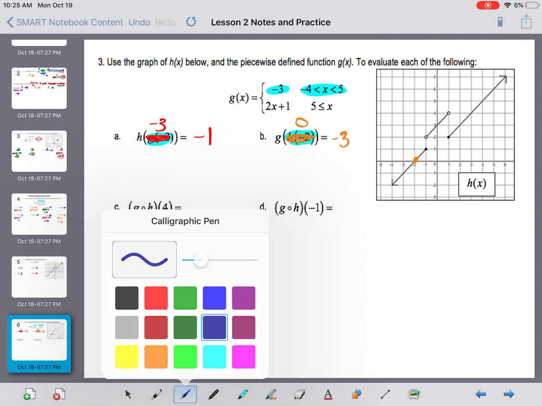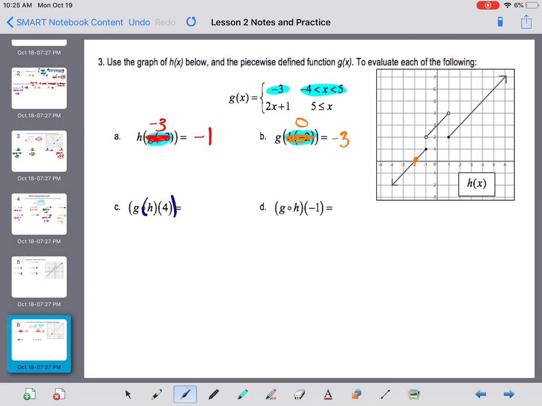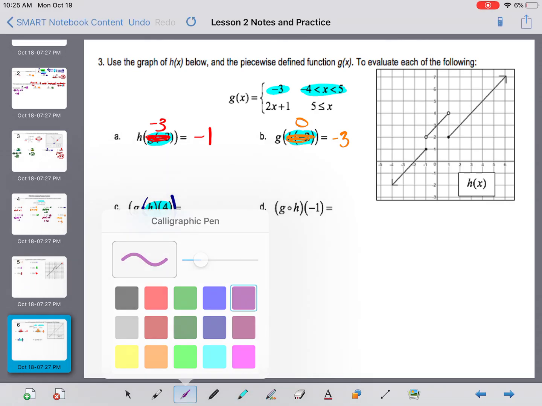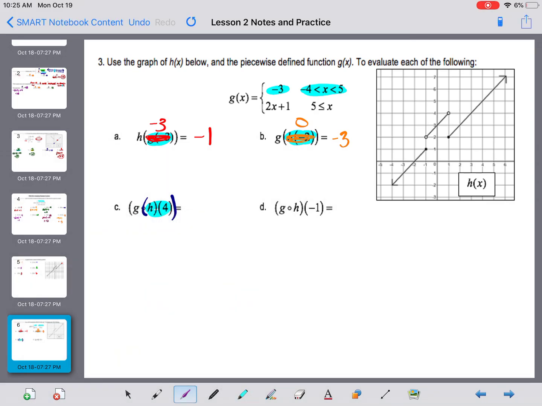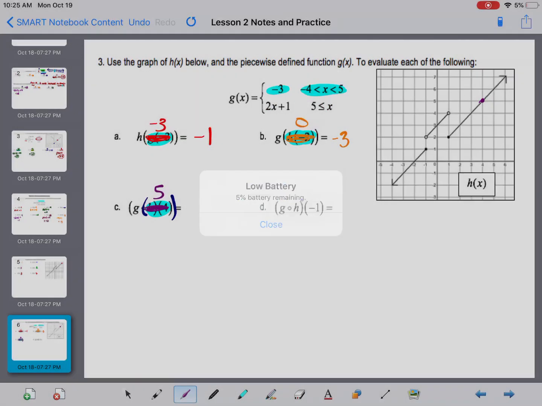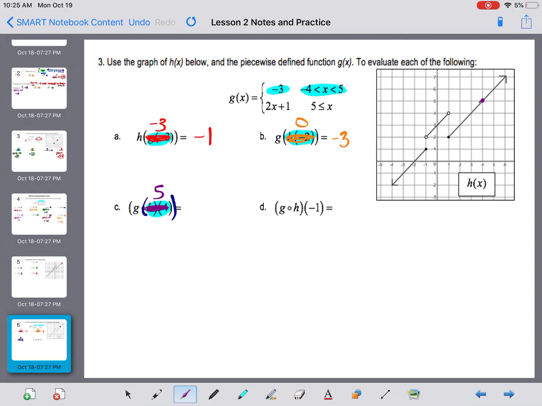For C, we have this notation here. I'm going to put parentheses around it. It looks a little goofy. I like to make it look more like the other ones, so I just make my own parentheses. So we're going to find g of h of 4. The h function's on the inside, so we're going to find that first. I'm going to go to the h graph and go to where x is 4. The y value there is 5. So this becomes 5. Now we're going to evaluate g of 5.